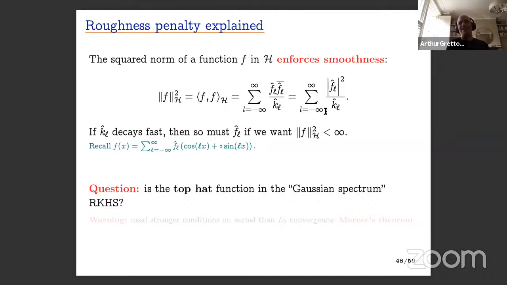So this is quite interesting. This function isn't smooth enough. I need smoother functions before I'm allowed to be in my RKHS. So when I say that my RKHS enforces smoothness, it really does. And this norm being finite means that I'm only considering smooth functions. Okay, this is a technical point on the bottom of the slide, but I won't dwell on that.